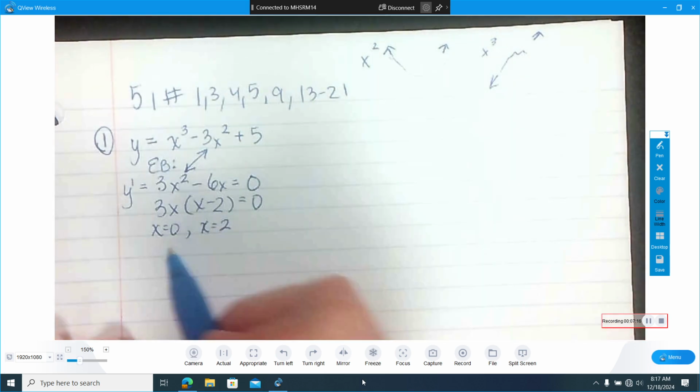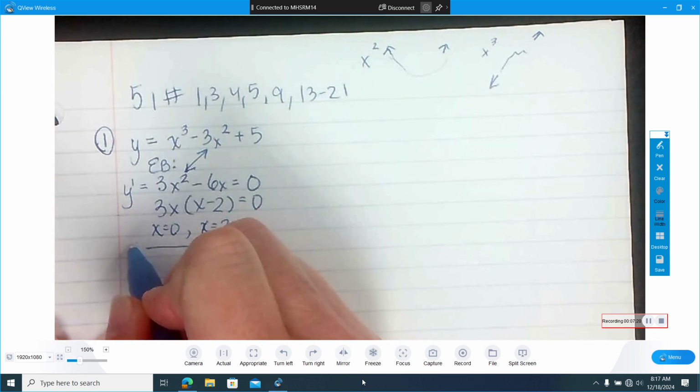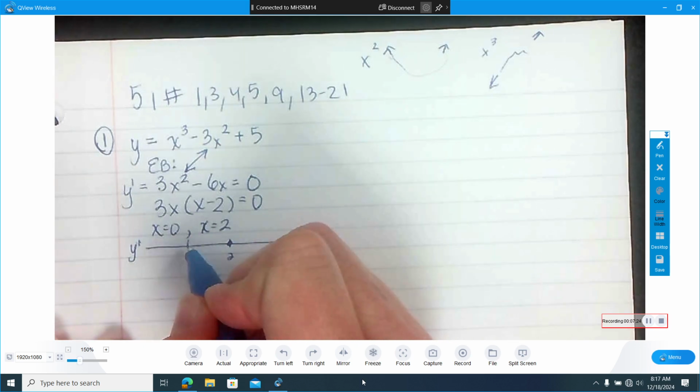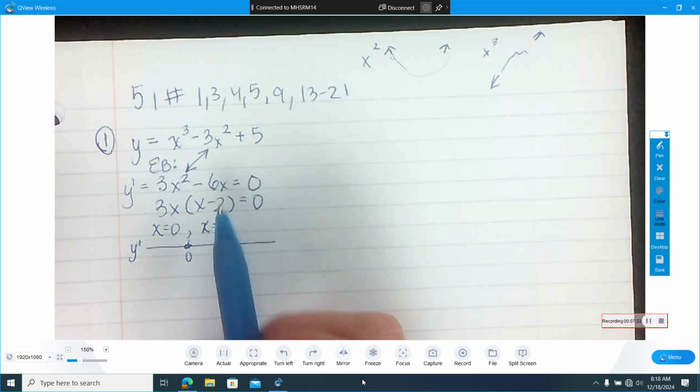And these are, this is y prime. So at 0 and 2, these are the possible relative max and relative min. And we just need to see what's going on here.